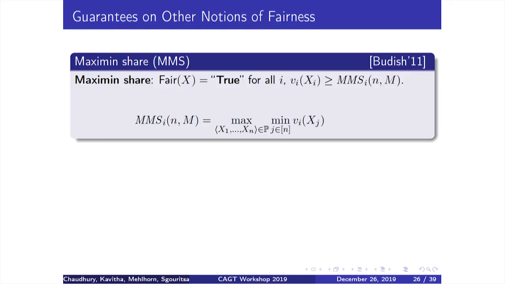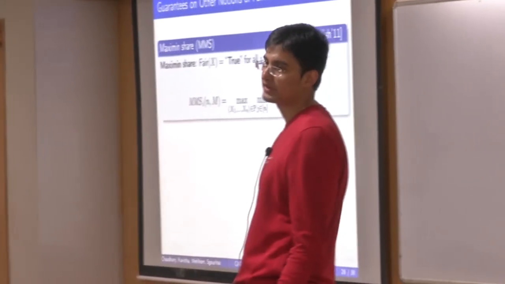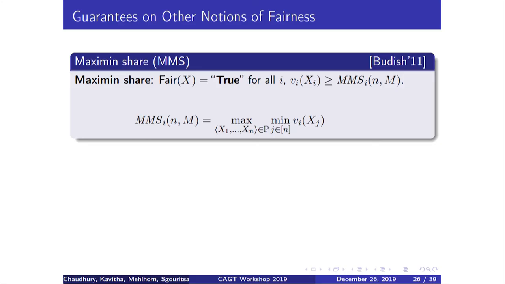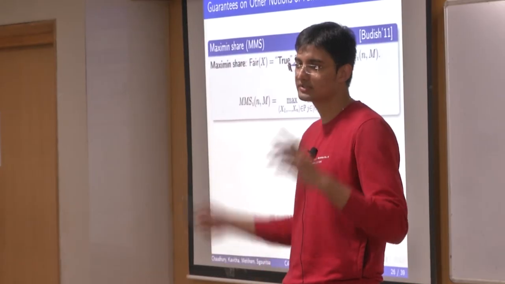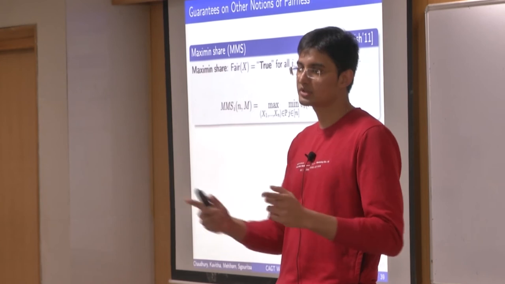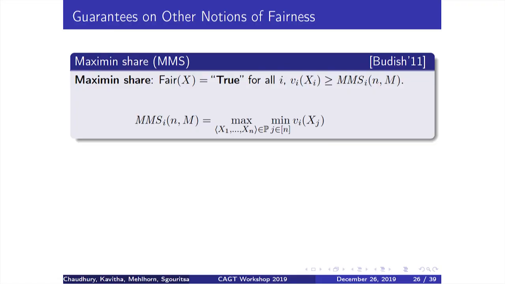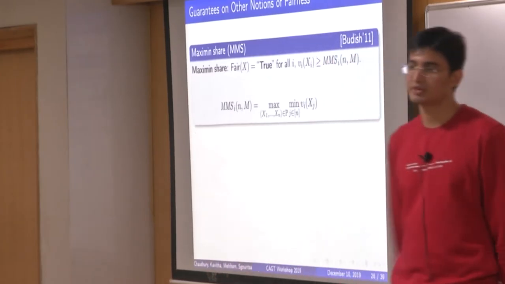So this is what is called the MMS threshold. What is capital N? The set of goods. And small n is the number of agents. So this is actually a function of the number of agents. It actually doesn't depend on the agents and their valuation functions, like I said. So this is a notion of fairness which just knows the number of agents and the number of goods. That's all that you need to know to ask an agent whether it's being fair to him or not.